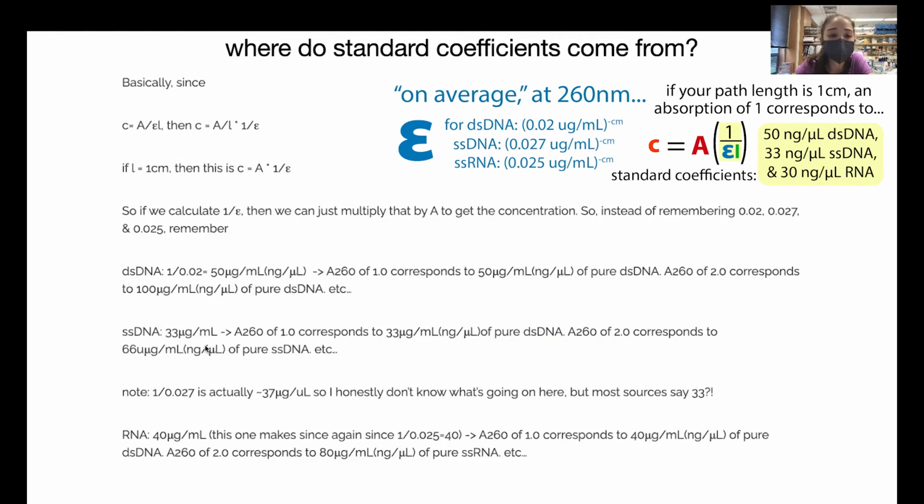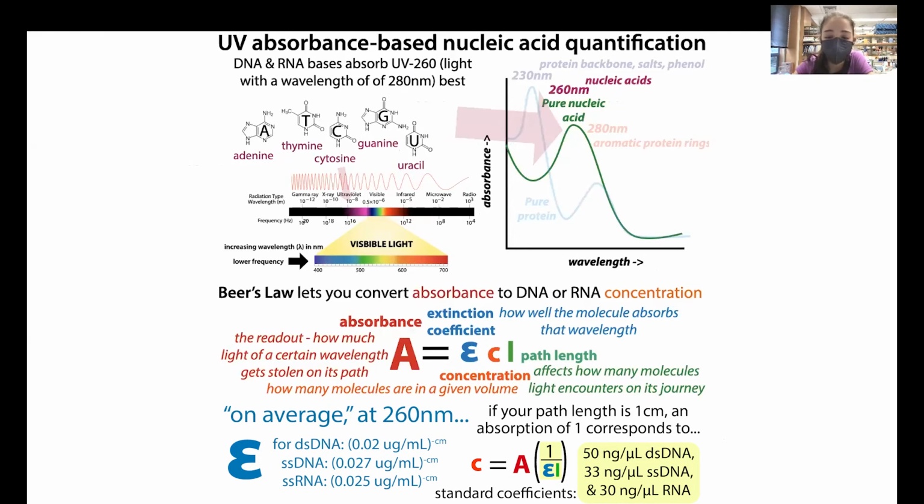And so for single-stranded DNA, honestly, I don't know why most sources say 33, because 1 divided by 0.027 is actually 37. So this has really confused me, but some places say 37. Most places say 33, and I don't know why. And then RNA is 40. So if you had an absorbance of 260 of 1 of RNA, that would correspond to 40 micrograms per mil.